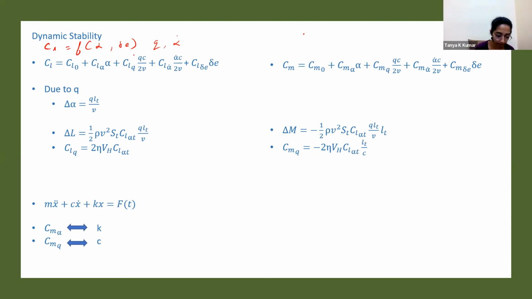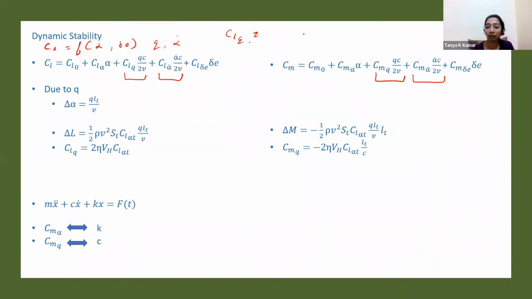So our linearized general model for CL and CM will also incorporate these two terms now. So you have two new terms, CLQ and CL alpha dot. Similarly, you have CMQ and CM alpha dot. Now, why are we doing this? We should have ideally taken CLQ into Q. But why are we not doing that?